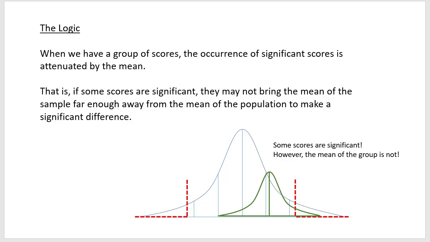We went over the logic in the last slide. Maybe I got ahead of myself. But the idea, again, is that some of these scores will be in the rejection zone, but if the mean is not, then we are not able to consider it to be significant.